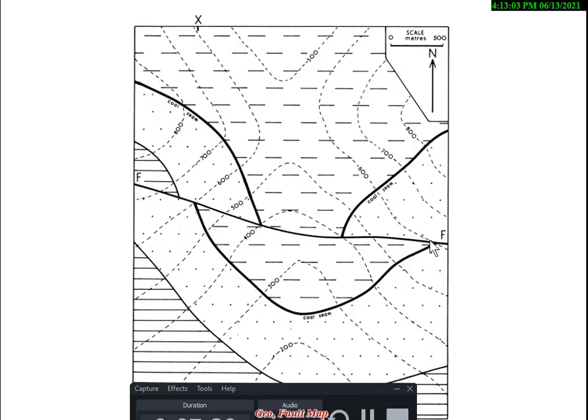So when we draw it in a geological section, it may be oblique or angled.